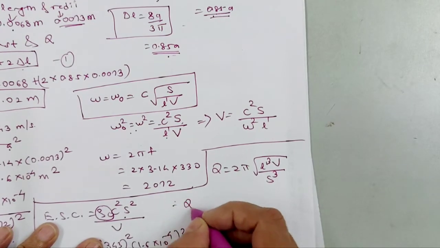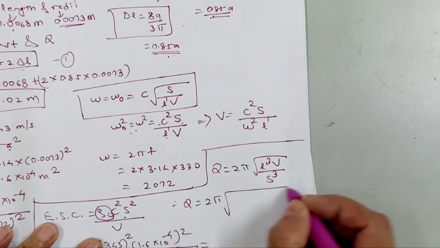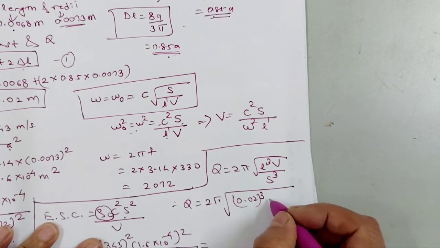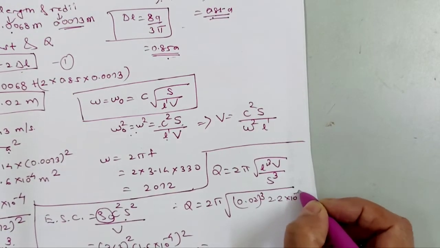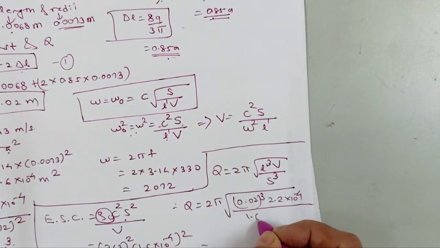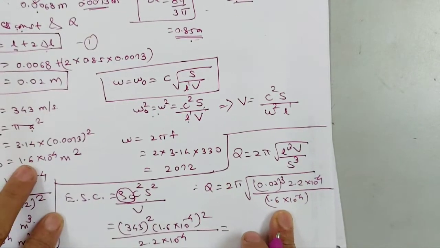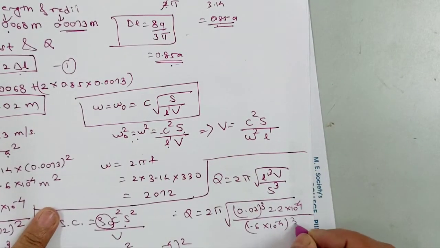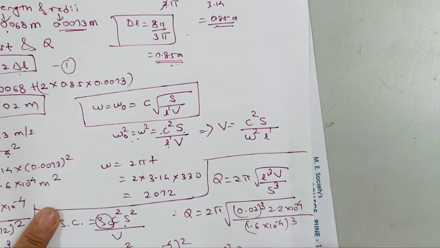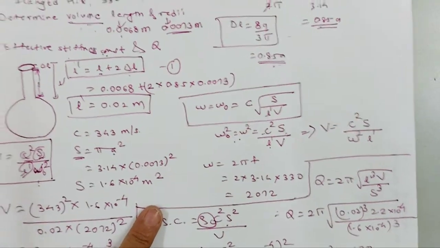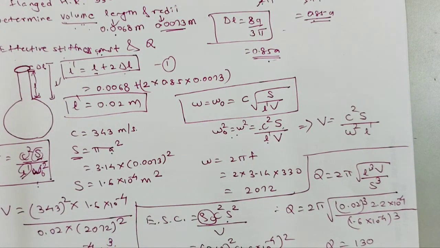Therefore Q is 2 pi under root, L dash is 0.02 cubed, into V which is 2.2 into 10 to the power minus 4, divided by S value 1.6 into 10 to the power minus 4 cubed. Work it out, this should be around 130. So this is the way we will be solving the problem. I'll give you 2 problems in 1 or 2 days for homework, by which you'll have practice using such formulas without any mistakes.